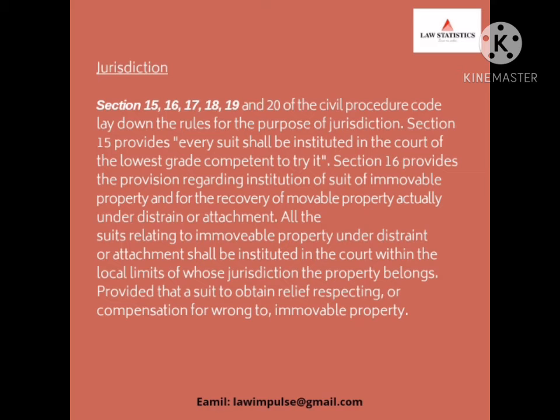Then comes the jurisdiction part. Sections 15, 16, 17, 18, 19 and 20 of the Civil Procedure Code lay down the rules for the purpose of jurisdiction. Section 15 provides that every suit shall be instituted in the court of the lowest grade competent to try it. Section 16 provides the provisions regarding the institution of suits for immovable property and for the recovery of movable property actually under distraint or attachment.